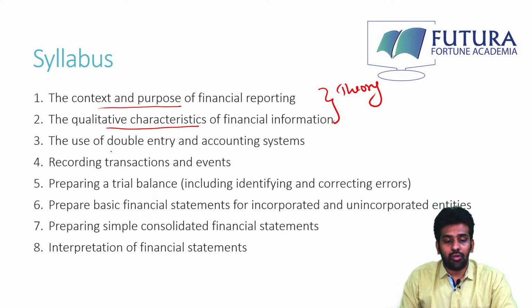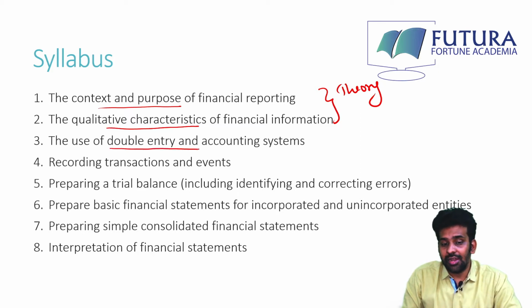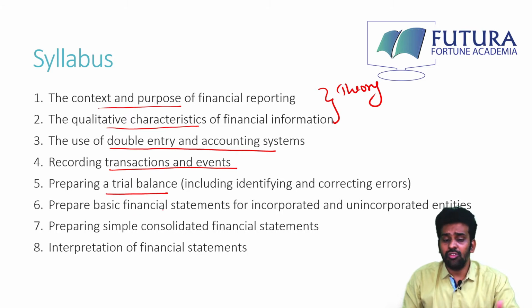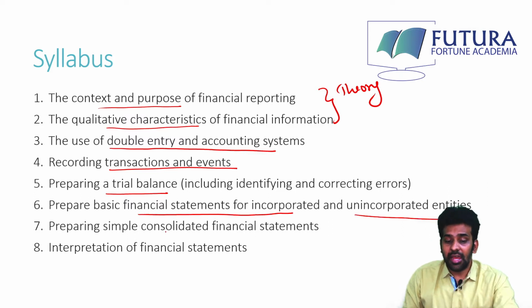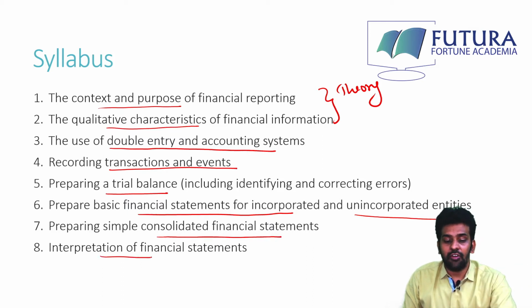From the third chapter onwards, you will learn how to post journal entries and look at various principles of your financial accounting. You will learn to use the double entry bookkeeping and accounting systems. From the fourth chapter, you will start recording the transaction and events. Preparing of trial balance is the next chapter, and you will start learning the preparation of financial statements of incorporated and unincorporated entities. You will start preparing the consolidated financial statements, and finally interpretation of financial statements.